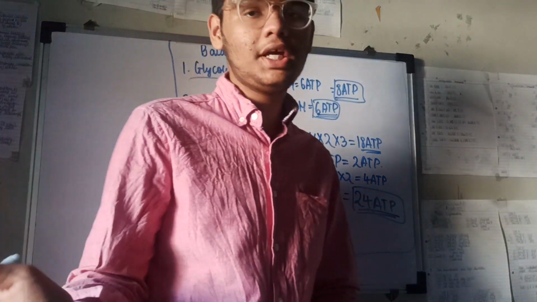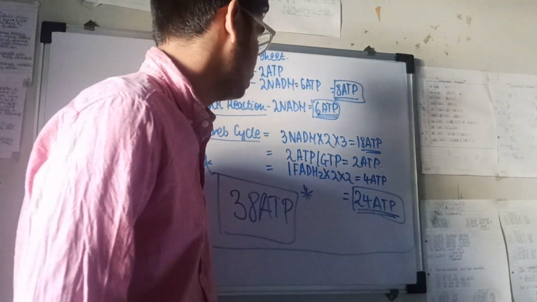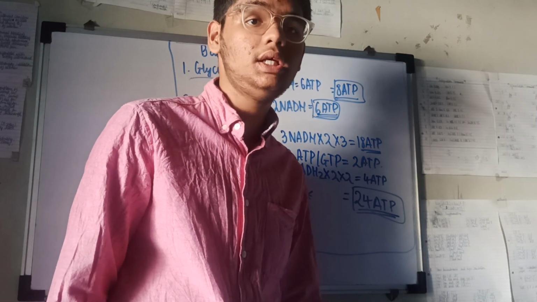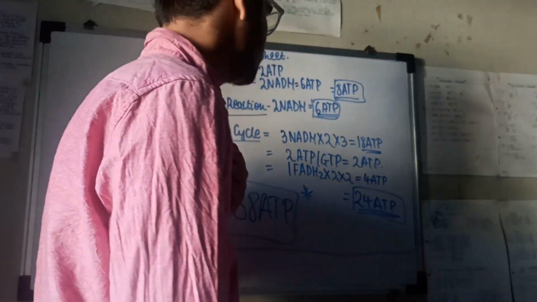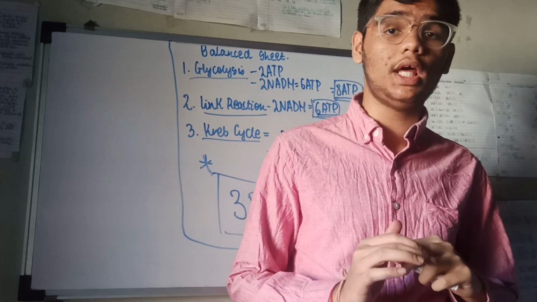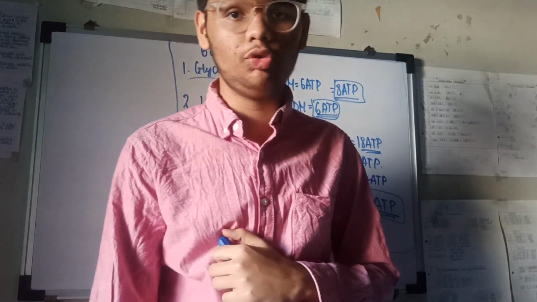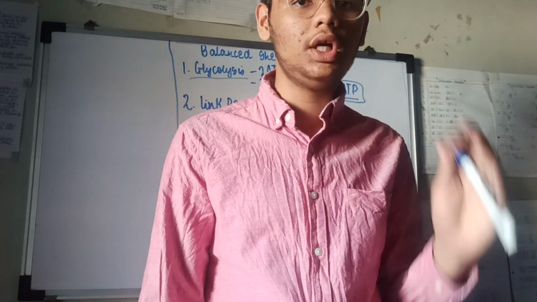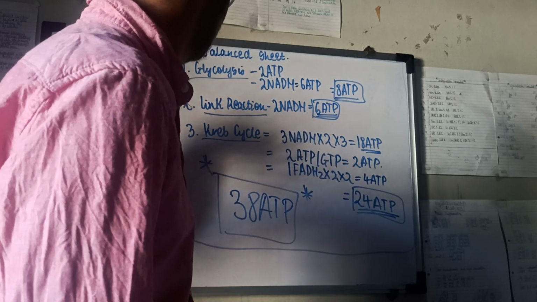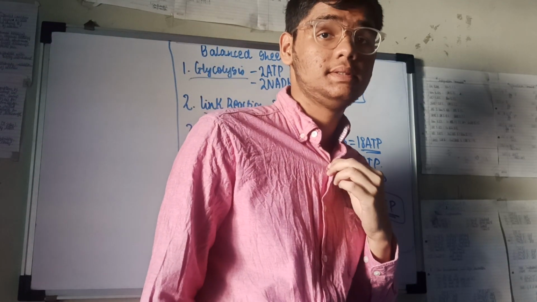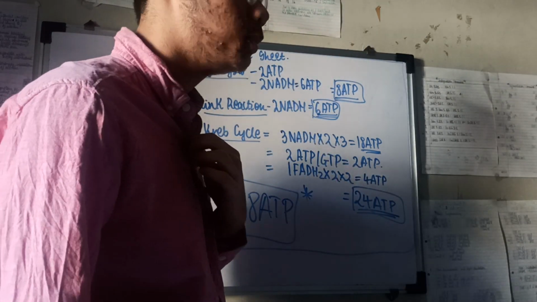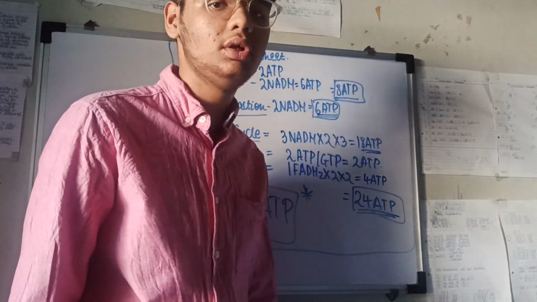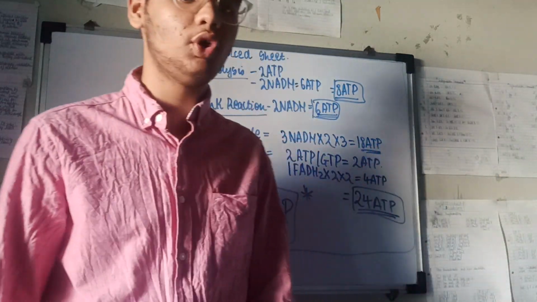Now, in the next video, I will cover the amphibolic pathway and respiratory quotient. These are very small topics. I will need just 10 minutes to cover these topics, and then we are finished with this chapter. So I will tell you what we studied today. We studied the important ETS, that is the electron transport system, and the respiratory balance sheet.